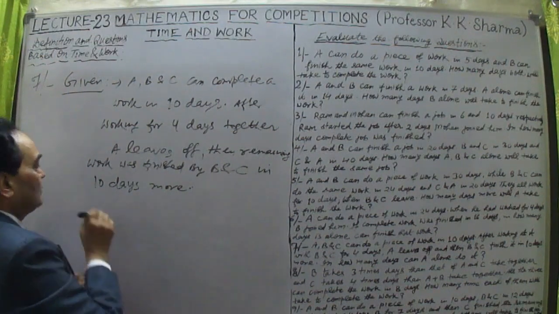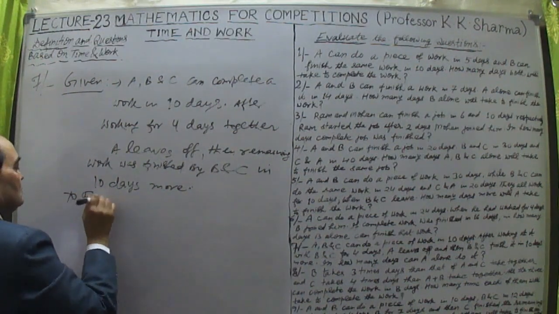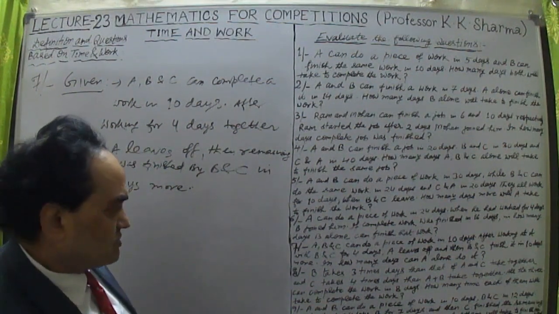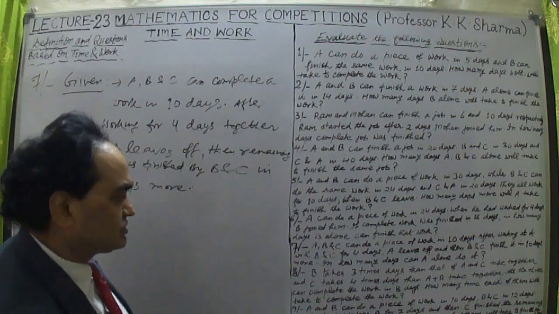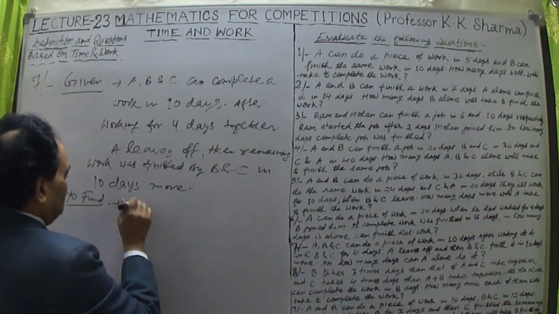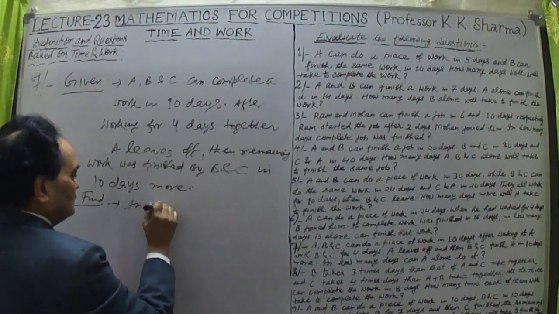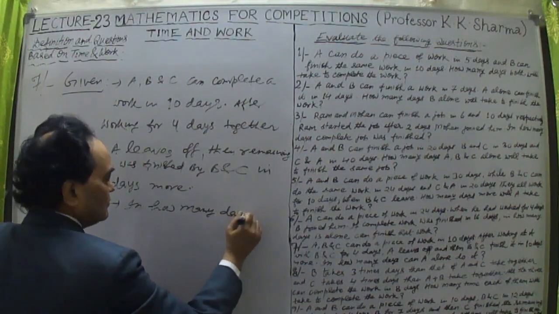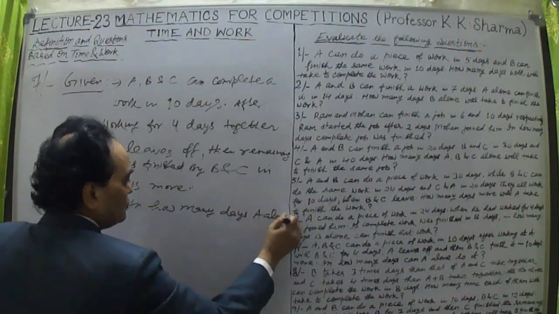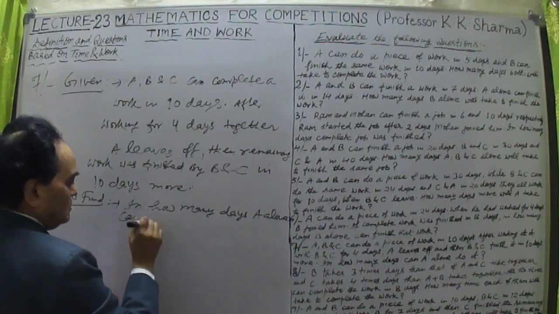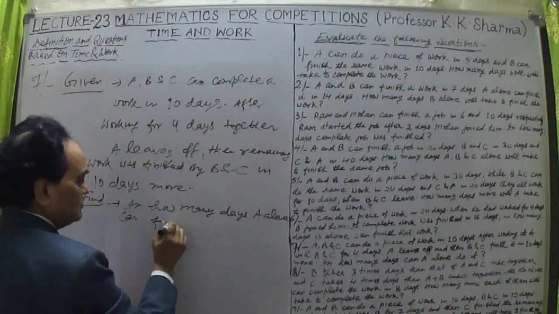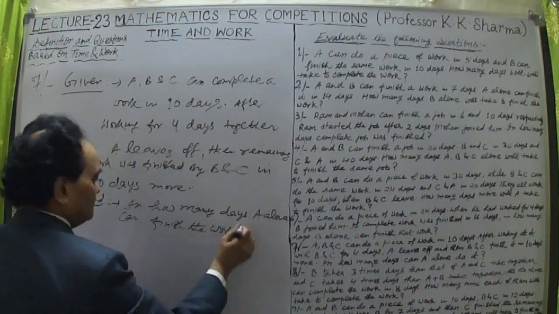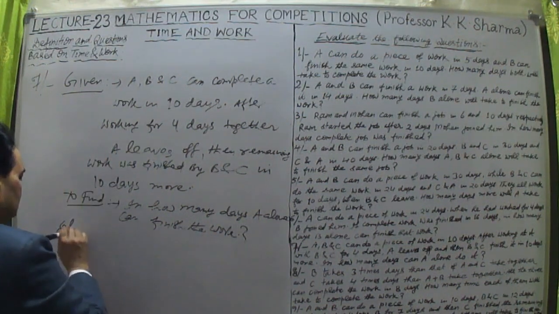That is the point here, to find what is the rate of A. In how many days can A alone finish the work? In how many days can A alone do it? That is to be calculated. Now the solution, try to understand.